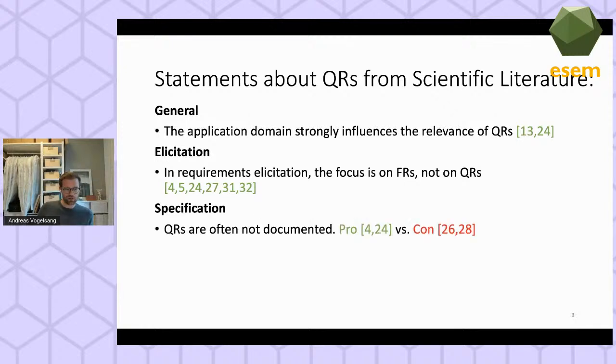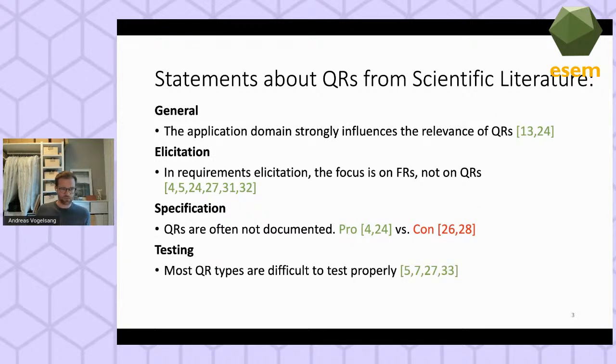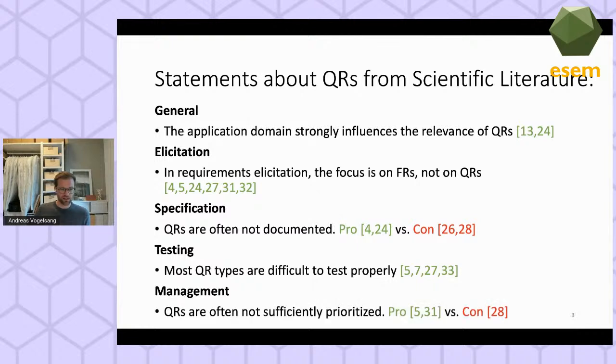Interestingly, we also found statements like, for example, QRs are often not documented, where we found papers that stated that this statement is true, but we also found evidence or papers where this was stated the other way around. So even in academic papers, there is some disagreement or different viewpoints on these kinds of statements. Another example, in testing, most quality requirements types are difficult to test properly. That seems also to be a very common thing to say in academic papers. In management, for example, we found statements like QRs are often not sufficiently prioritized. There we also found papers that said yes, this is true, and also papers that found evidence against that.